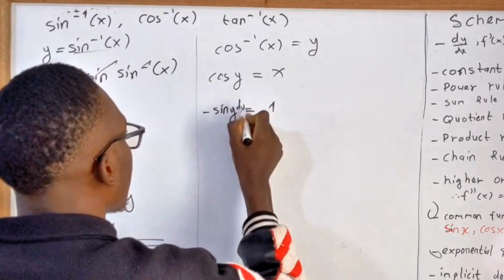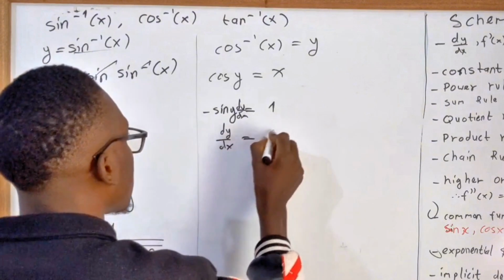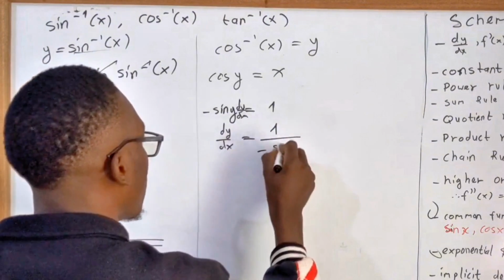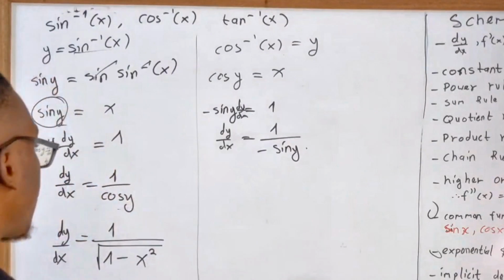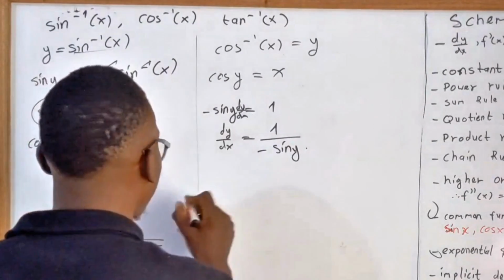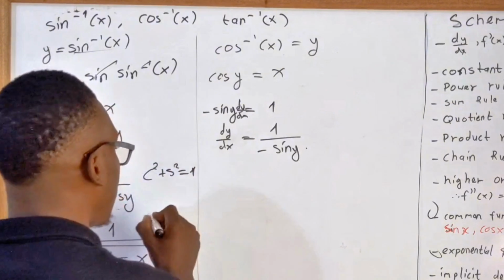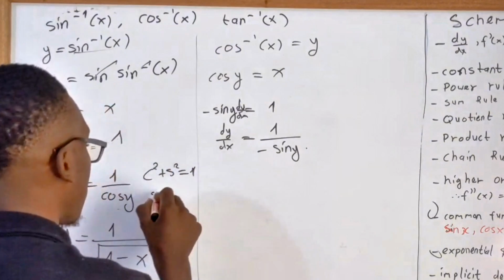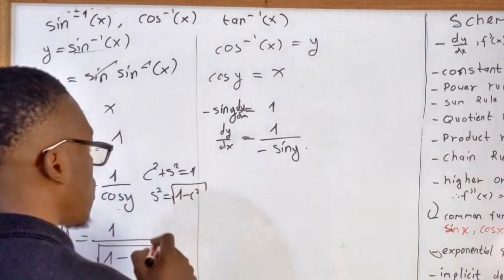We put the dy over dx here. Therefore, dy over dx is equal to 1 over negative sine y. We come back to the basic principle. We have cos squared plus sine squared is equal to 1. Therefore, sine squared is equal to 1 minus cos squared, square root of that.